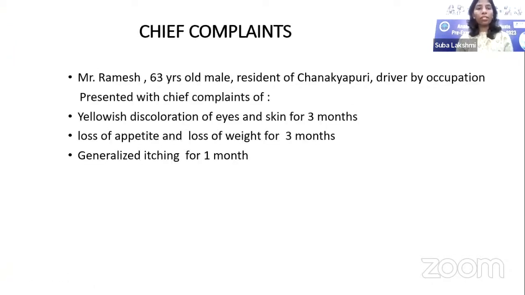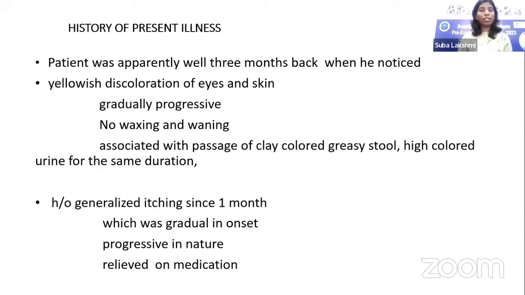Ma'am, my patient, Mr. Ramesh, 63-year-old male, resident of Chanakyapuri, driver by occupation, presented with chief complaints of yellowish discoloration of eyes and skin for 3 months, loss of appetite and loss of weight for 3 months, generalized itching for 1 month. History of present illness. Patient was apparently well 3 months back when he noticed yellowish discoloration of eyes and skin, which was gradually progressive, no waxing and waning, associated with passage of clay-colored stool, high-colored urine for the same duration.